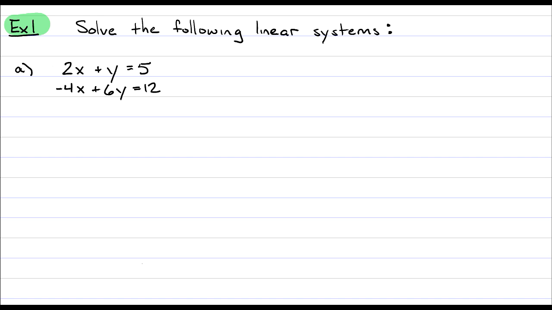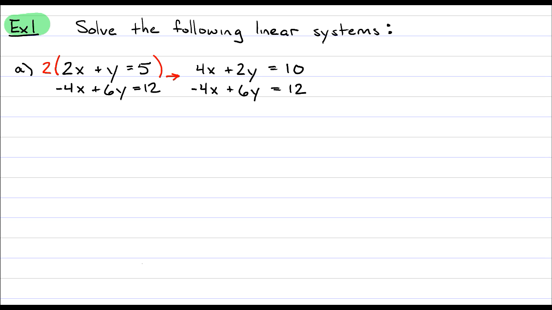What I'm going to do in this particular case is choose the first equation and multiply it by 2. You'll understand soon why I'm choosing to multiply the first equation by 2. If I do so, I'm going to end up with 4x plus 2y equals 10. I just multiply everything in that first equation by 2. The second equation stays the same. It's still minus 4x plus 6y equals 12.